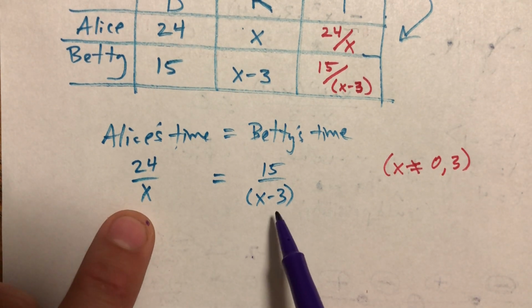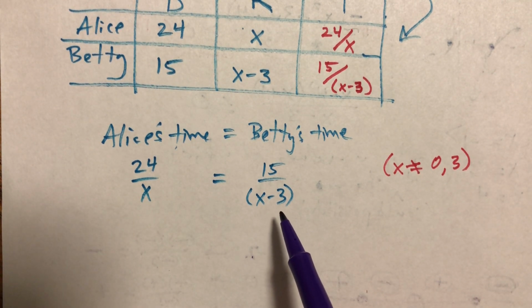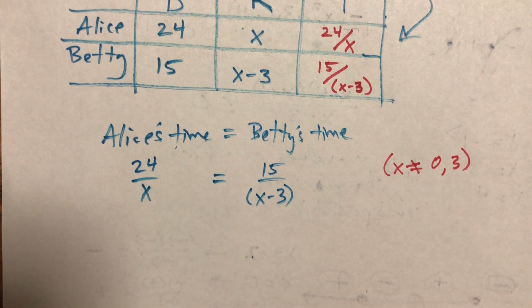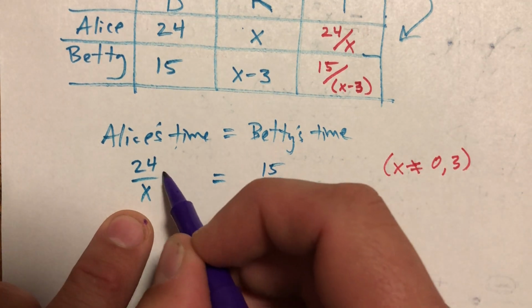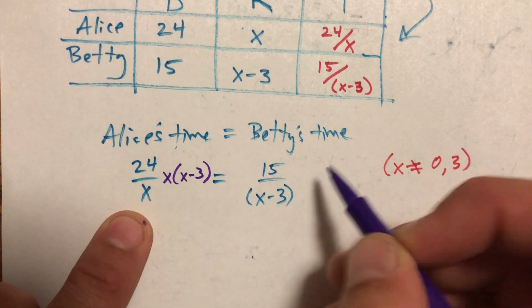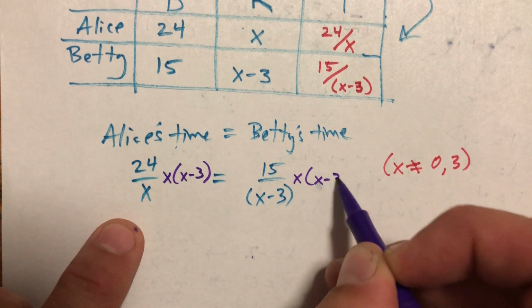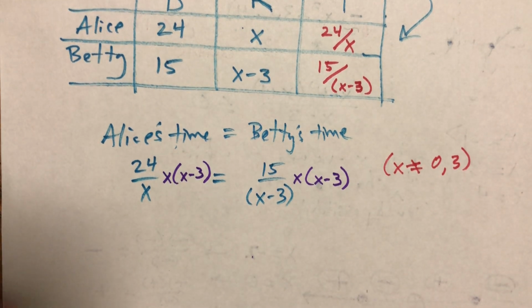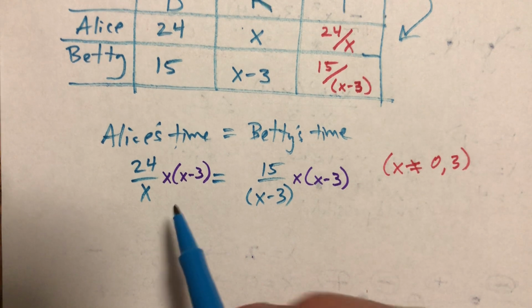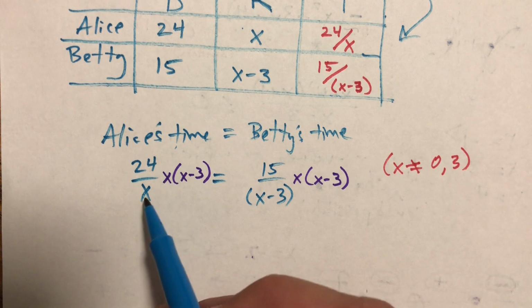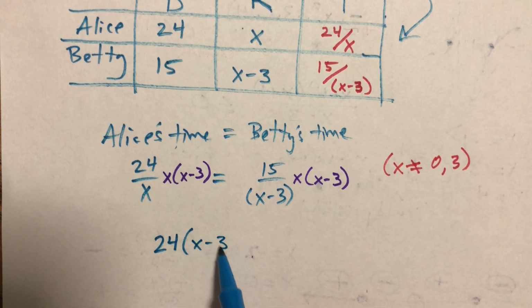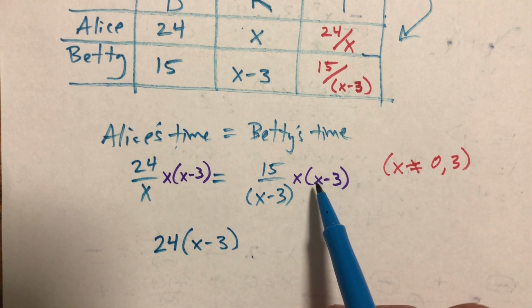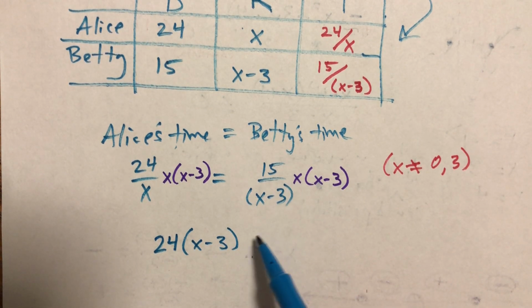So we've got a rational equation. Usually our strategy is we want to multiply everything by the least common denominator, which is x times x minus 3 in this case. I'll multiply that on both sides. Okay, so now when we multiply these, we're gonna see that the fractions go away, right? So x divided by x is just 1, so that goes away. We got 24 times x minus 3. And over here the x minus 3 gets canceled out, so we have 15x.